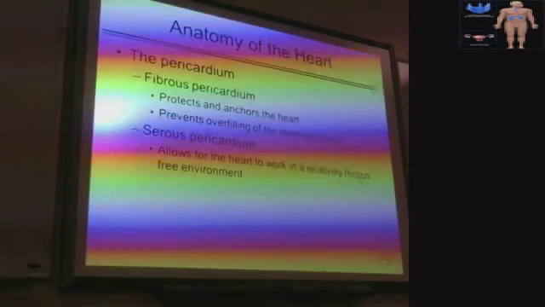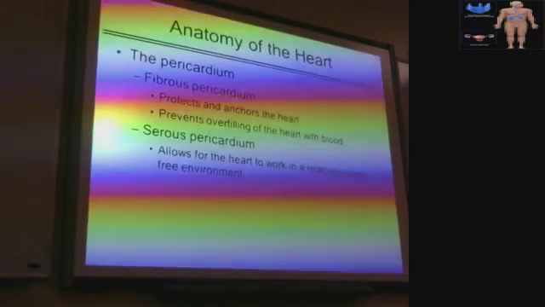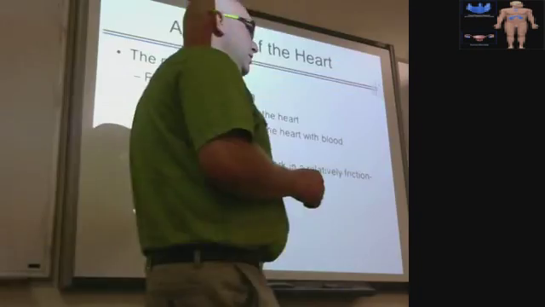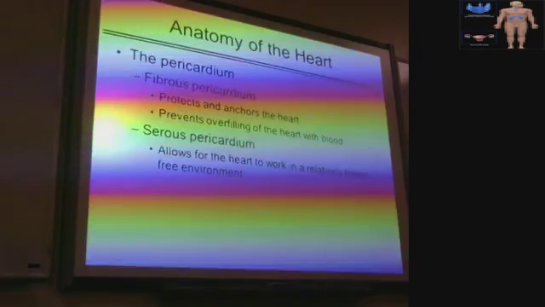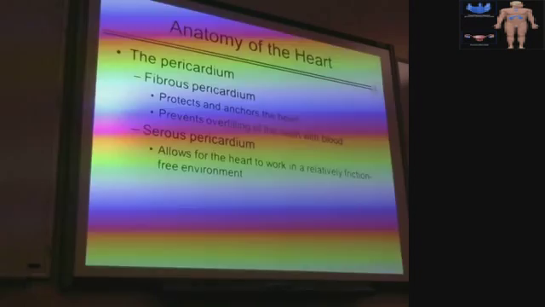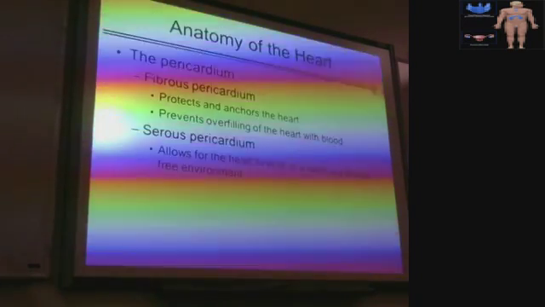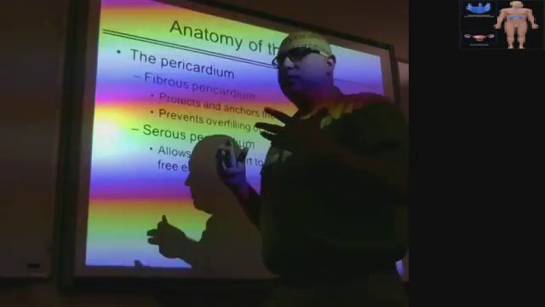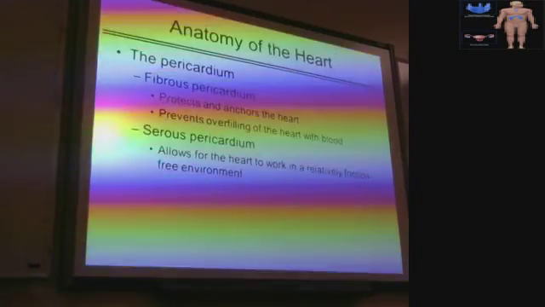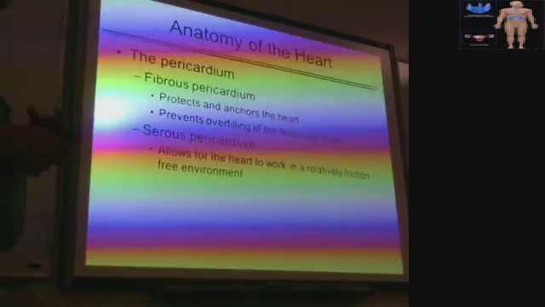Okay, pericardium. So the fibrous pericardium, basically its job is to protect and anchor the heart in place, and also it prevents what? What does it prevent? Okay, so it helps to prevent the heart from overfilling with blood. Okay, the serous pericardium allows for the heart to work in a relatively friction-free environment.